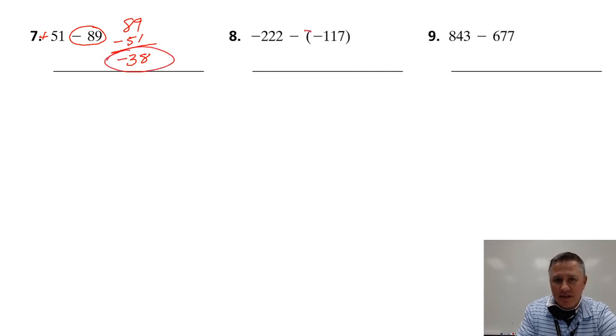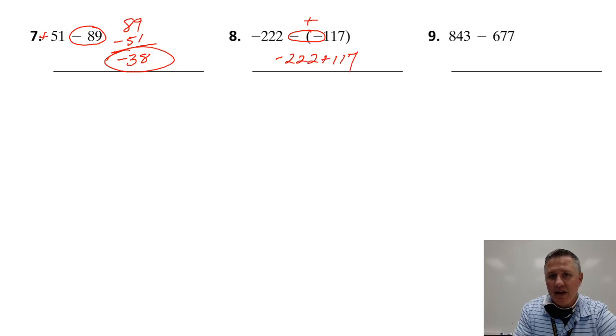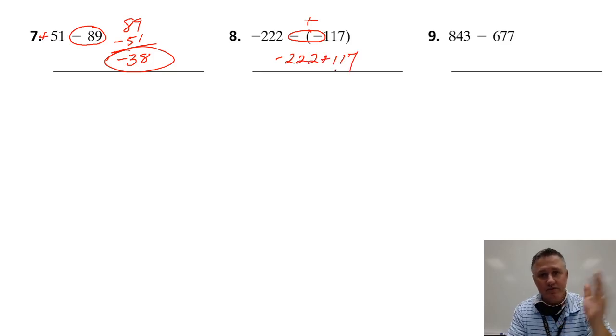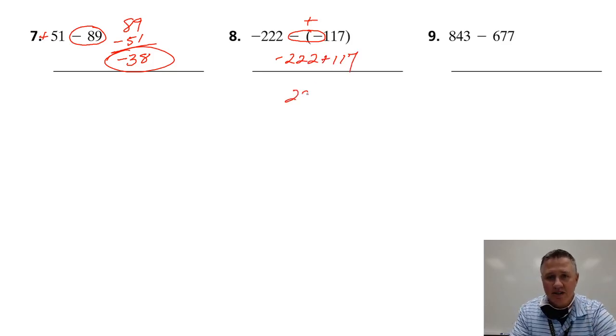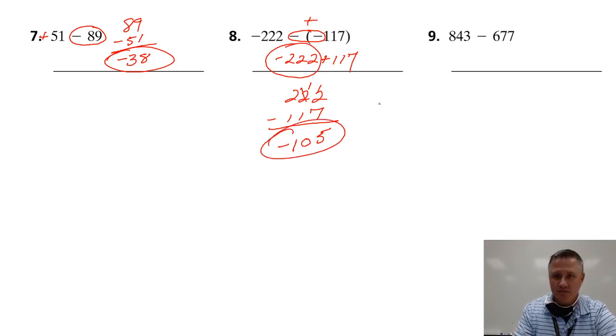Okay, next one. The opposite of a negative is a positive. I'm going to rewrite it so you can see it. And again, when the signs are different, what do you do? You subtract because there's canceling going on. And let's see what we get. Borrow, you get 5, 0, 1, and you have more negatives than positives. So that means that my answer is negative 105.